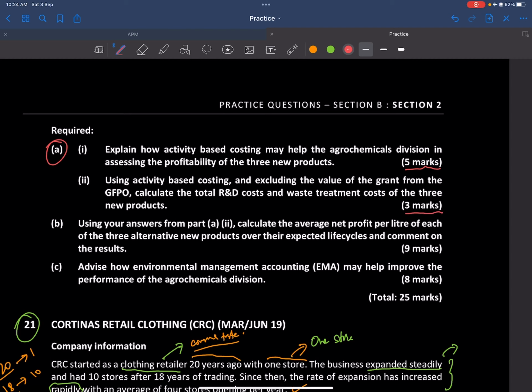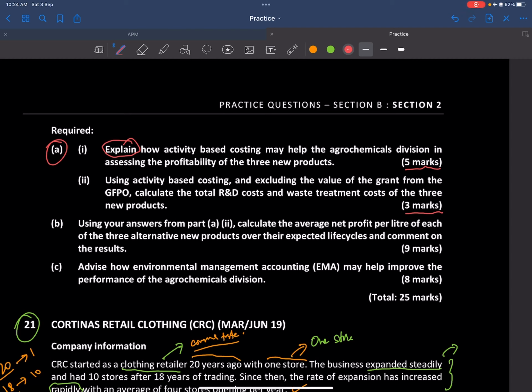In the first one, we need to explain how activity-based costing may help the agrochemicals division in assessing the profitability of the 3 products. So we need to use ABC, or explain how ABC is likely to help the agrochemicals division in assessing the profitability.